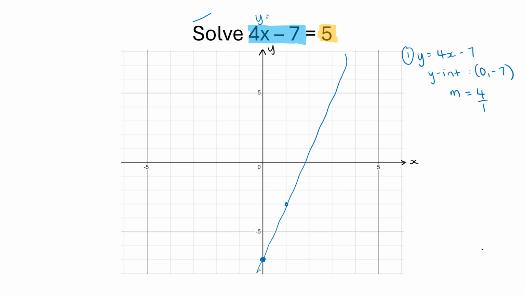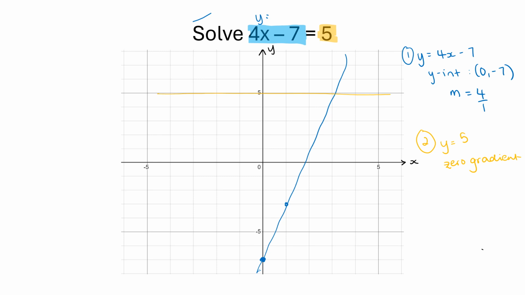Our next equation here is going to be y equals 5. Now remember, this one has a 0 gradient, and it just means that no matter what happens to the x, the y is always 5. So we're going to be going across here where y equals 5 on our graph.